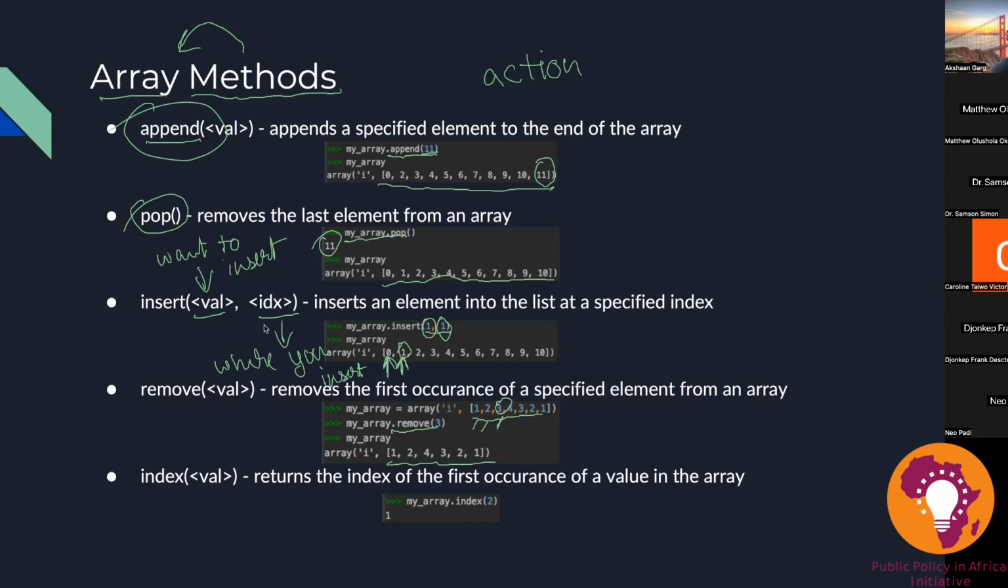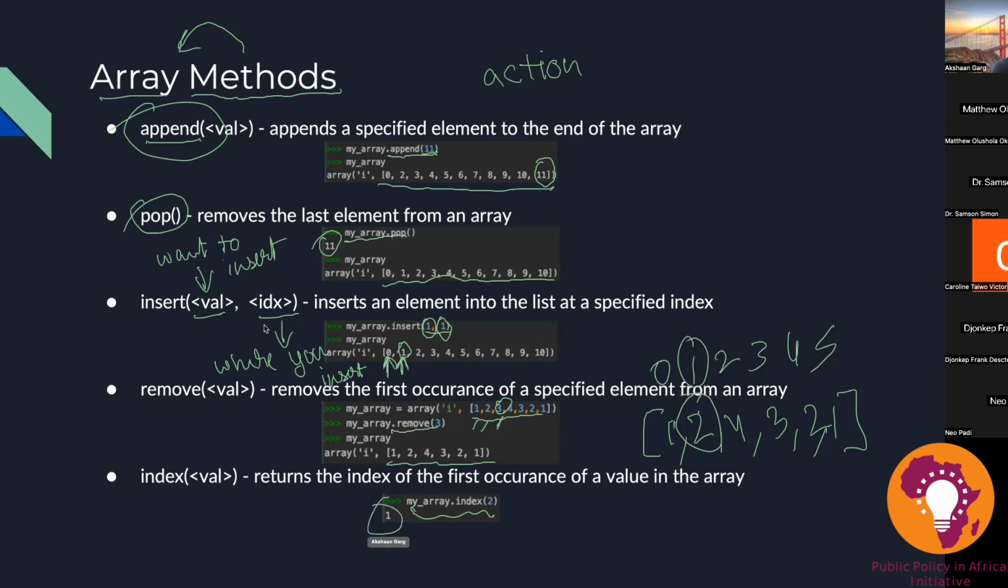Then for index, it returns the index of the first occurrence of a value in the array. So it will go through the array and tell you the index for that number. My array is this array: 1, 0, 1, 2, 4, 3, 2, 1. Now we have my array dot index 2. The first occurrence of 2 is this, and this is 0, 1, 2, 3, 4, 5. So this is the first element, right? That is why we get 1. Now let's see examples of these.